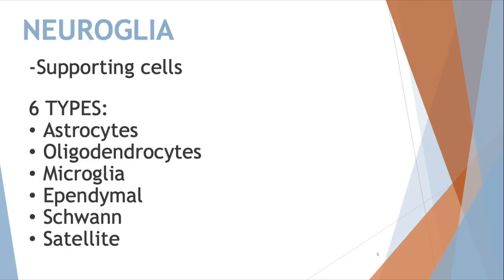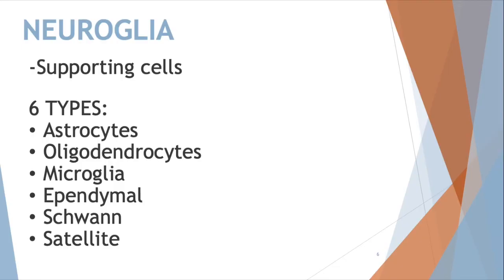Okay? When we say oligodendrocytes, they form and maintain the myelin sheath. When we say microglia, these act as phagocytes. When we say phagocytes, they are cell-eating. Okay? Next, ependymal, which possibly monitor and assist in the circulation of the CSF or the cerebrospinal fluid.